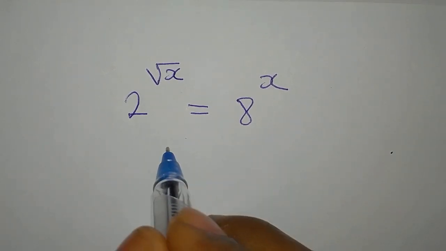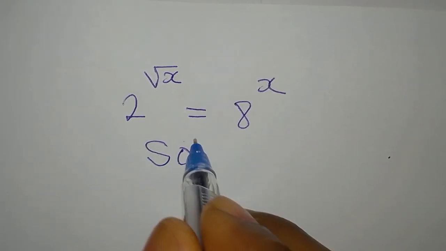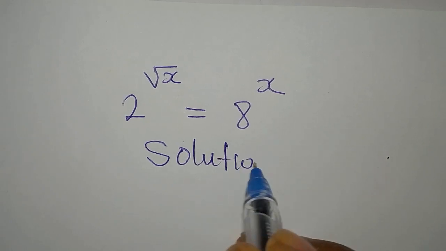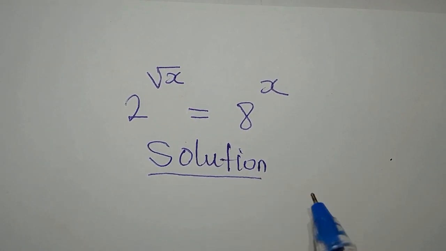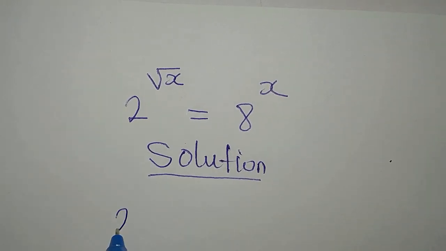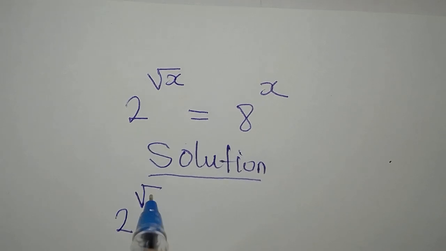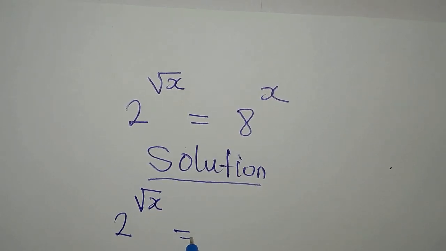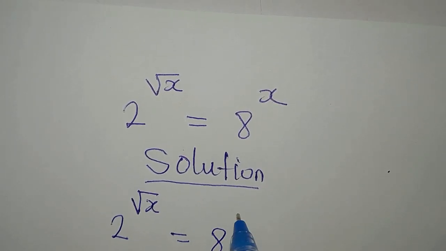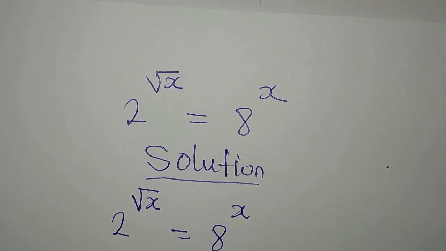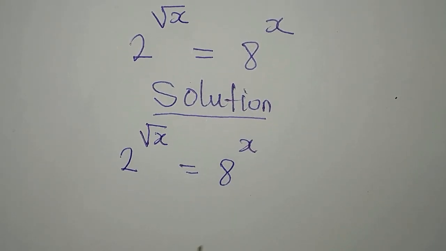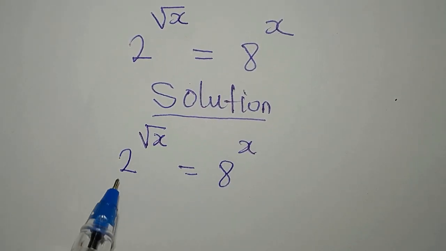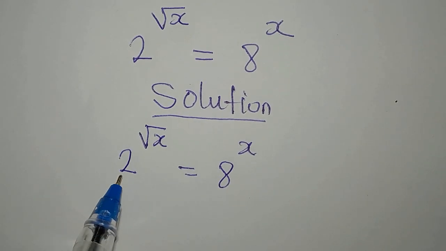Hello everyone. Let's provide the solution to this problem very quickly. 2 to the power of square root of x equal to 8 to the power of x. Okay, if you have a problem like this, your target is to make sure they have the same base.